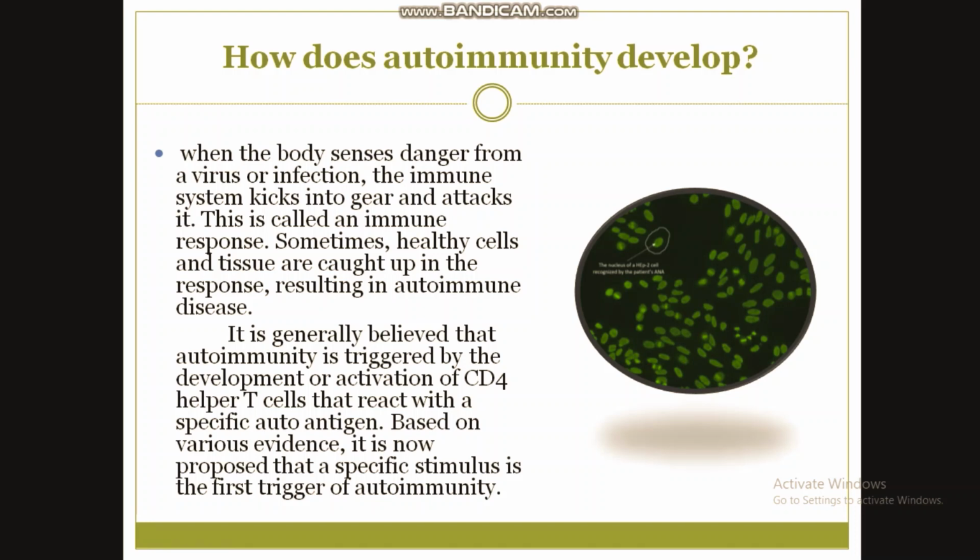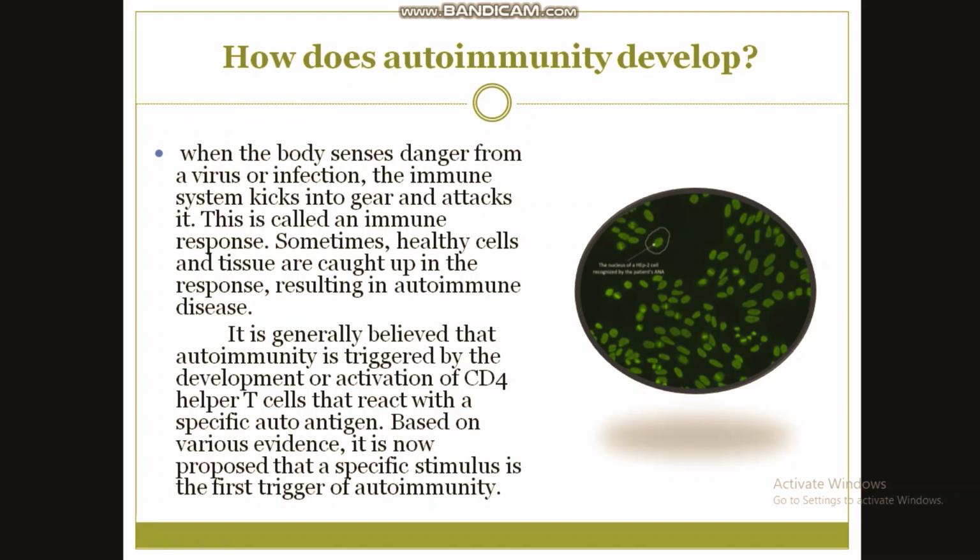Now we will talk about how autoimmunity develops. When the body senses danger from a virus or infection, the immune system kicks into gear and attacks it. This is called an immune response. Sometimes healthy cells and tissues are caught up in the response, resulting in autoimmune disease. It is generally believed that autoimmunity is triggered by the development or activation of CD4 helper T cells that react with a specific autoantigen. Based on various evidence, it is now proposed that a specific stimulus is the first trigger of autoimmunity.